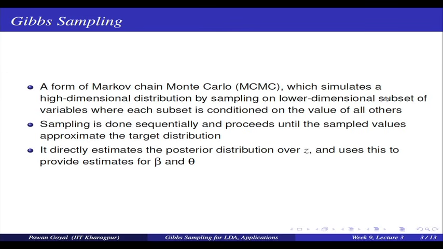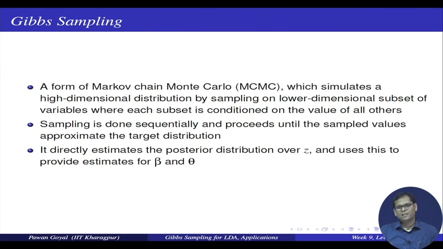Gibbs sampling is a Markov chain Monte Carlo method. So what is the idea? You have a high dimensional distribution. Think about all the possible values that your parameters, all your betas, thetas and z, can take, a huge number of values. The idea here is you sample lower dimensional subsets of variables, and each subset is conditioned on whatever else is known. So you are not computing the joint probability of everything; you assume some to be known and compute the probability for others, and you keep doing that in turns for all the variables.